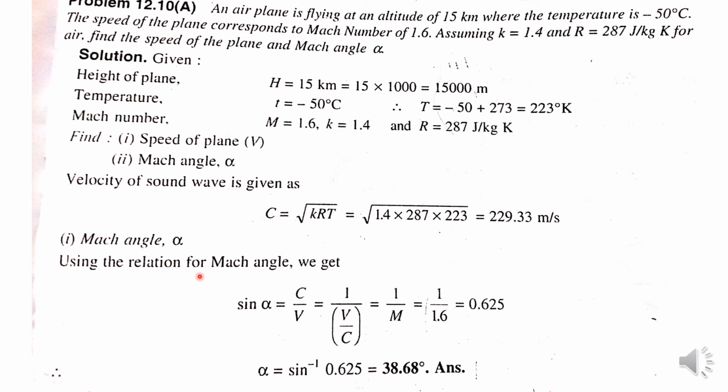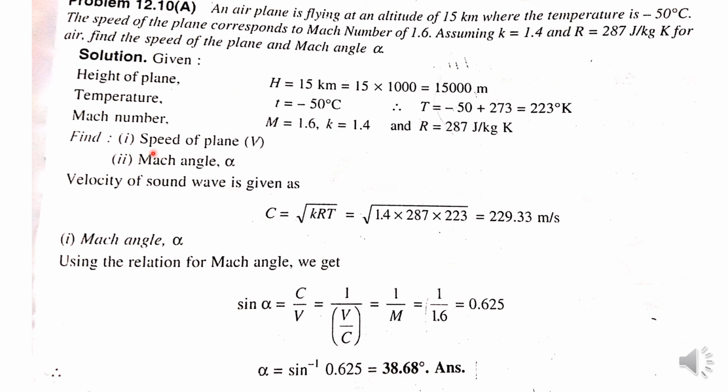Using the relation for Mach angle, we get sine alpha is equal to C by V. That is nothing but 1 divided by M. I can write here V by C, this same formula written in this form. V divided by C is nothing but 1 divided by M. That is 1 divided by Mach number, 1.6, already given. So this is 0.625. Sine alpha is 0.625. Therefore alpha is equal to sine inverse of this. So this is 38.68 degree, the answer.